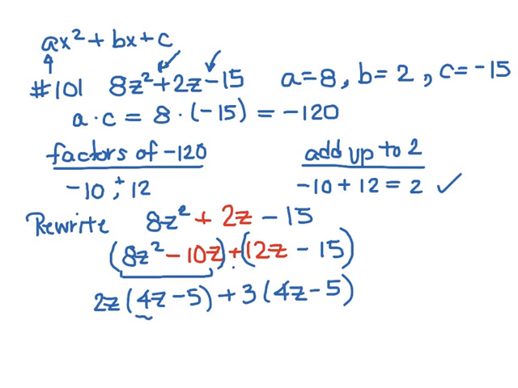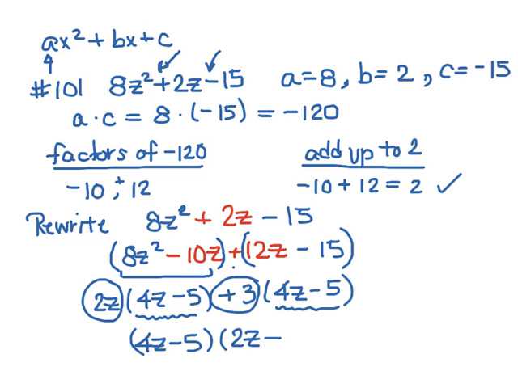And it's a good thing I see this, right? I have 2 of the same. So 4z minus 5 is one of my factors. And my other factor is a 2z plus 3. And that's my final answer. Okay?